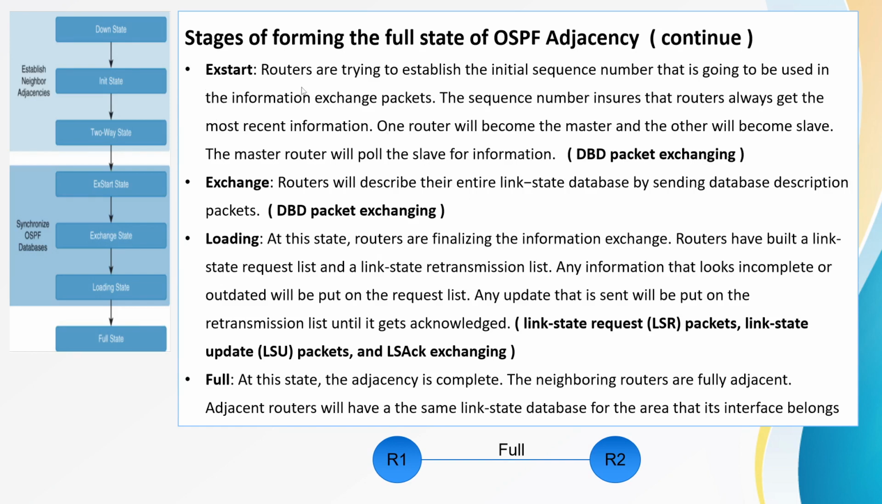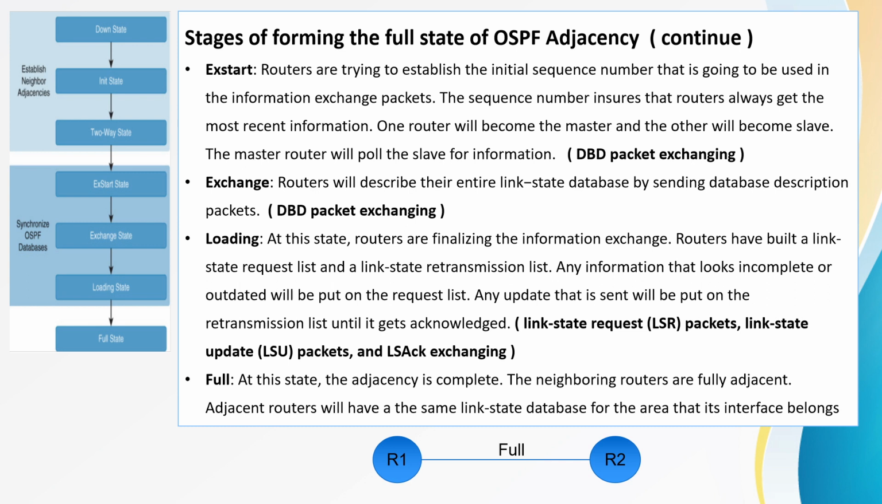The next state is called ExStart. Routers are trying to establish an initial sequence number that is going to be used in the information exchange packets. The sequence number ensures that the router always gets the most recent information. One router will become the master and the other one will become the slave. The master router will poll the slave for information. This is a database description packet exchange.